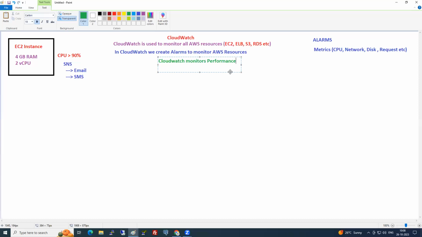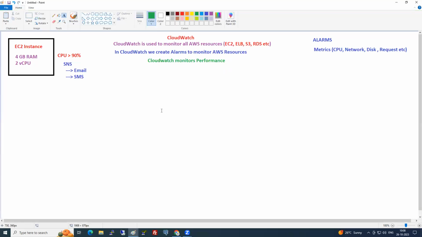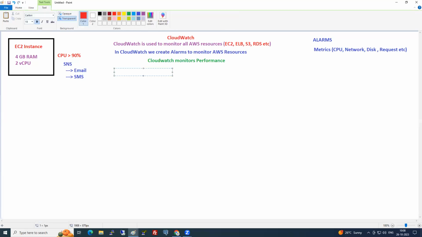Okay. Now we have two types of monitoring. How many types of monitoring are there? Two types. One is called basic monitoring, and another one we call detailed monitoring. What are the two types of monitoring we have? Basic monitoring and detailed monitoring.